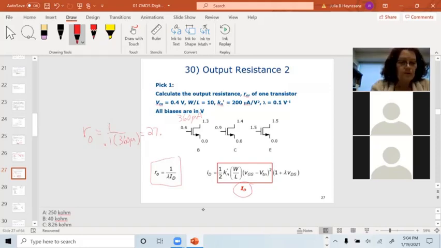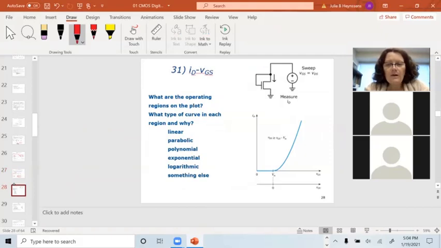27.8 kilo ohms. Yeah, I don't know where you got that from. I'm going to ignore Dr. Brower for the moment.